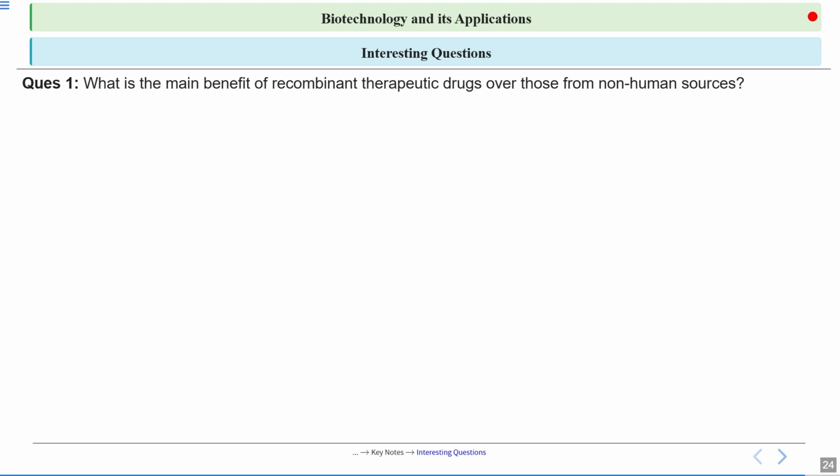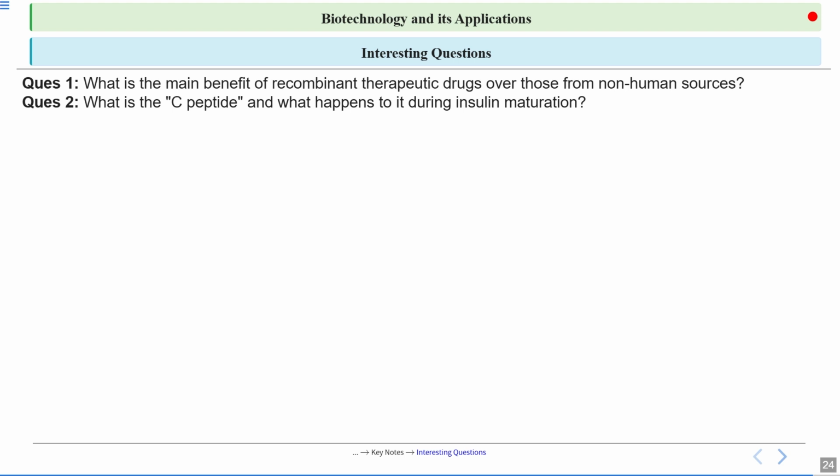Now there are some interesting questions that you guys are going to solve yourself. First question says, what is the main benefit of recombinant therapeutic drugs over those from non-human source? This question is asking about the advantages of recombinant therapeutic drugs over non-human sources, like animals and plants.